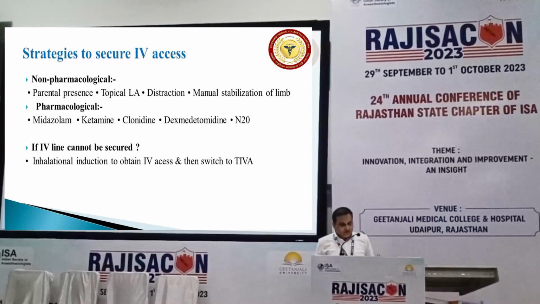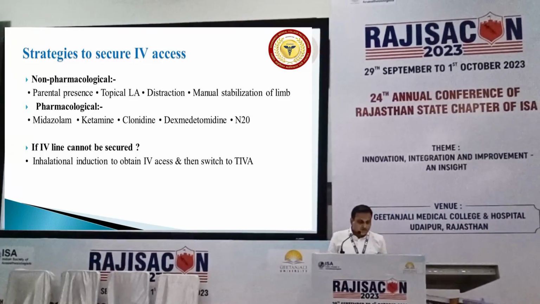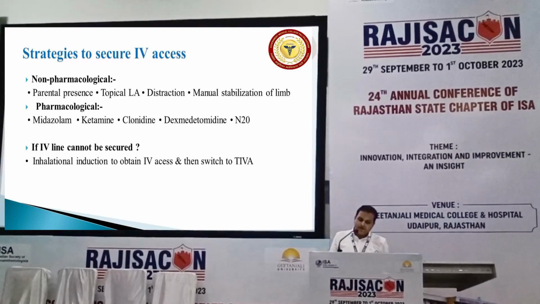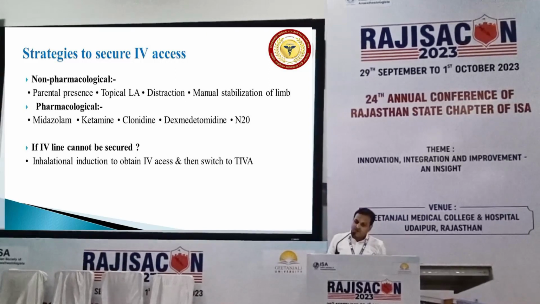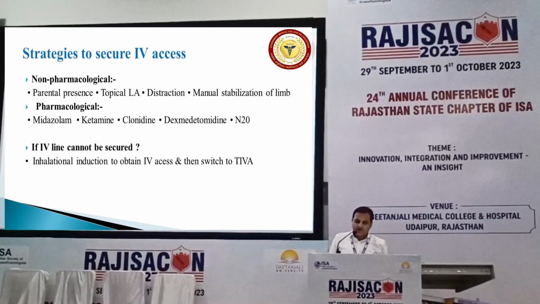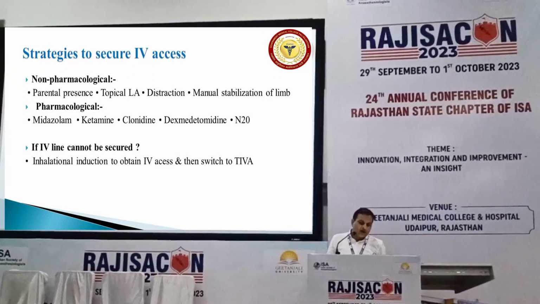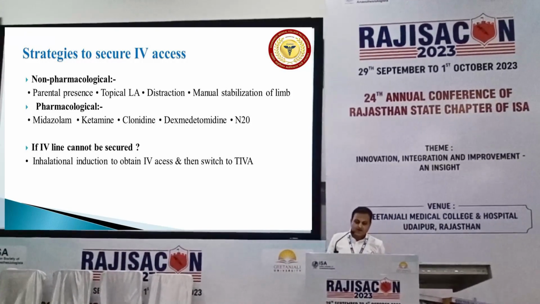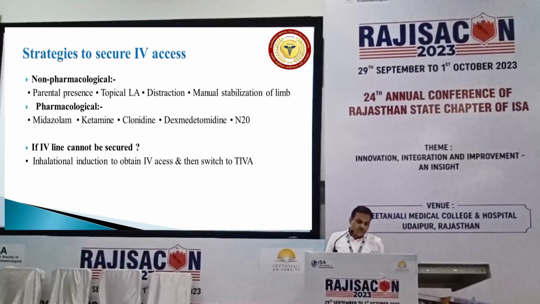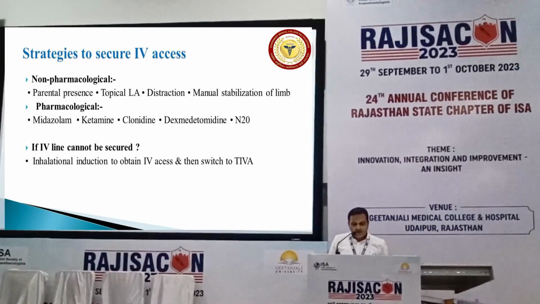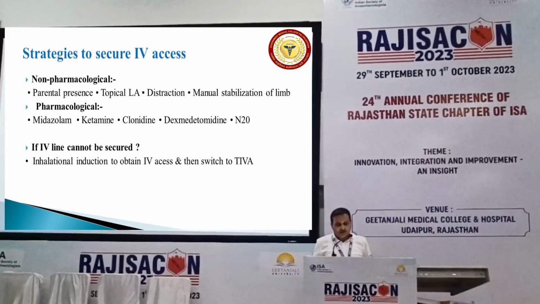Strategy to secure IPSS. Non-pharmacological measures are parental presence, topical local anesthesia, distraction by use of a mobile or toys, and manual stabilization of the limb. Pharmacological measures include oral or IM administration of midazolam, ketamine, clonidine, dexmedetomidine, or nitrous oxide. Still, if the IV line cannot be secured, use inhalational induction to obtain the IPSS, then switch to TIVA.